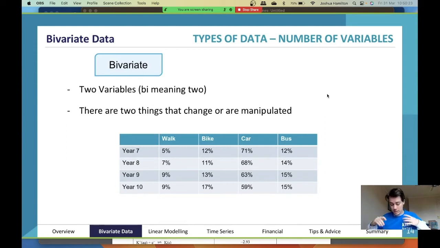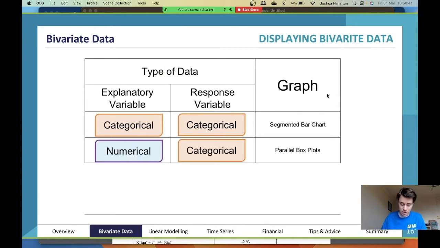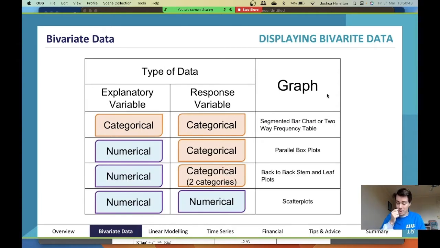So let's jump into types of data and we'll jump into bivariate. Bivariate means there are 2 variables, just means that you've got 2 things you can manipulate. Obviously if it's categorical, you're not going to be able to manipulate as well, but I find this diagram really, really useful. I always say to my students, again, have a diagram like this in your summary book.